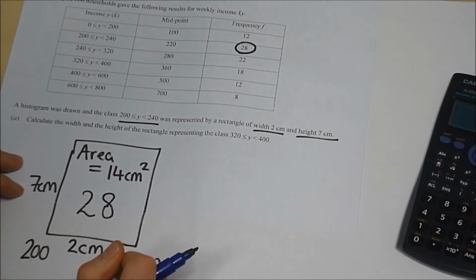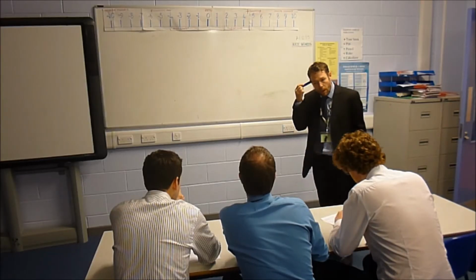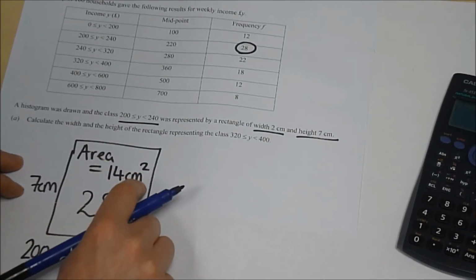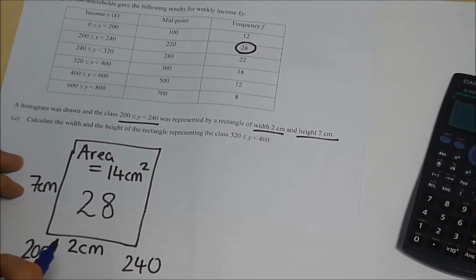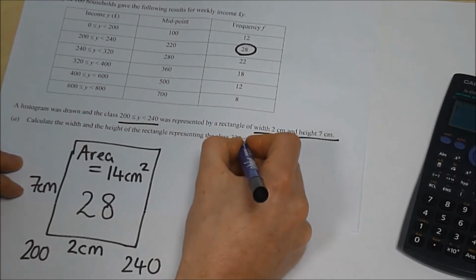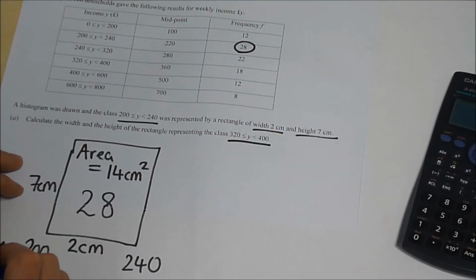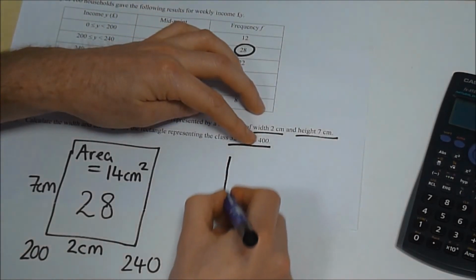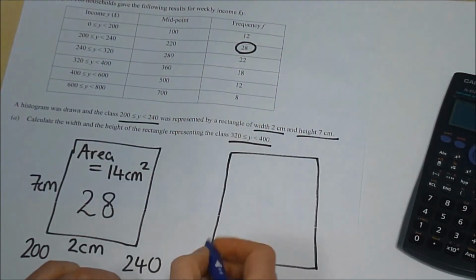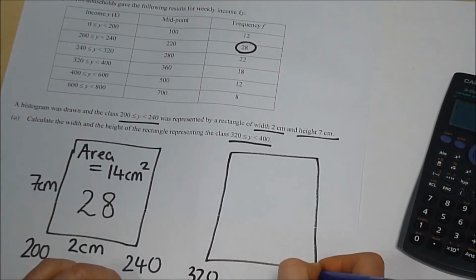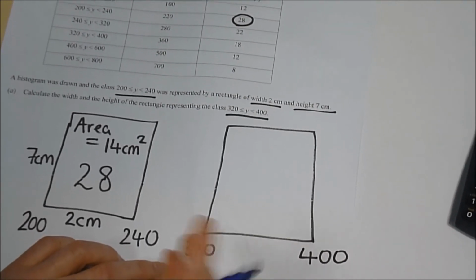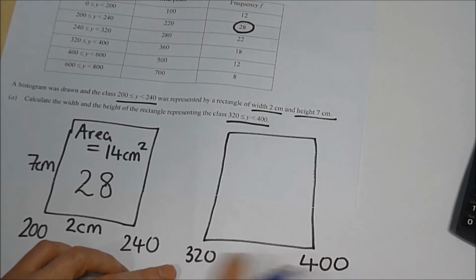Now this is just what Mr. Dawson was talking about. Stick it in your mind: area proportional to frequency. So if we take the area and in this case we double it, we're going to get the frequency. So let's use this to find the width and height of this class, 320 to 400. So again I'm going to draw a picture of this bar. And this one goes from 320 to 400.